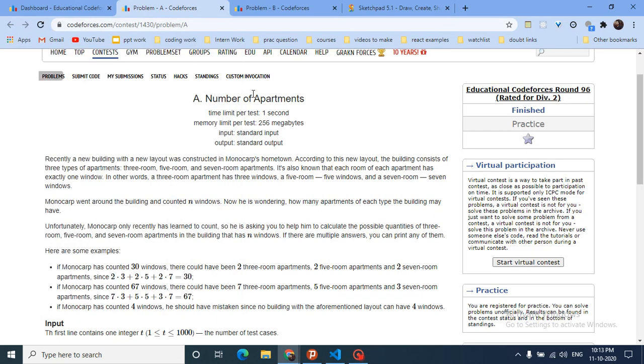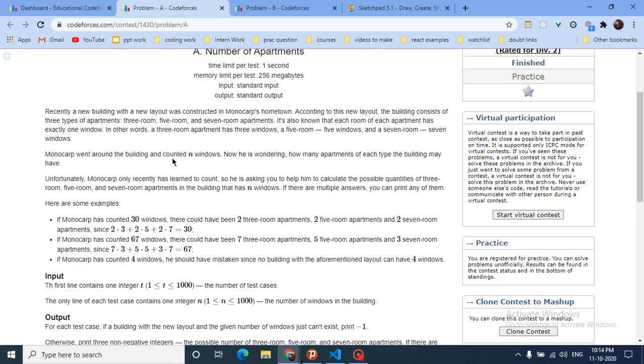Hello friends, so today we will discuss problem A from the latest Educational Codeforces Round 96, named Number of Apartments. Even if this question has a little less summation compared to the second problem, it is just a simple brute force question, because the first question is always some sort of brute force or some greedy approach. So I'll tell you how.